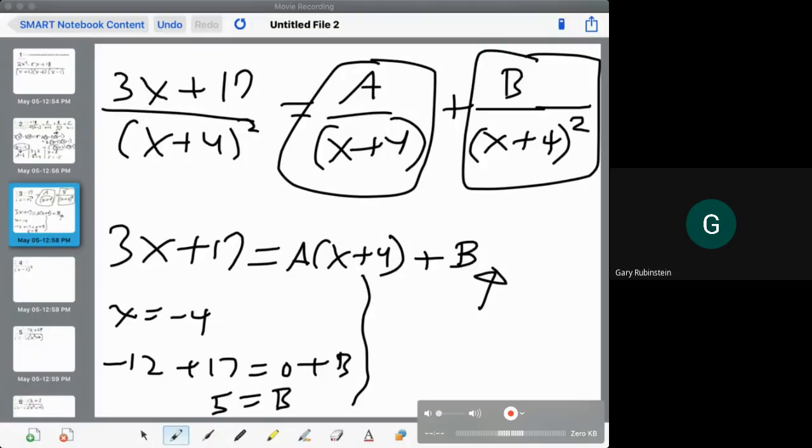You can plug any value in for x that you want, and x equals -3 would be a nice one because that would make a times -3 plus 4 simple. The b is already figured out to be 5, and -3 times 3 is -9 plus 17 is 8, so a equals 3.